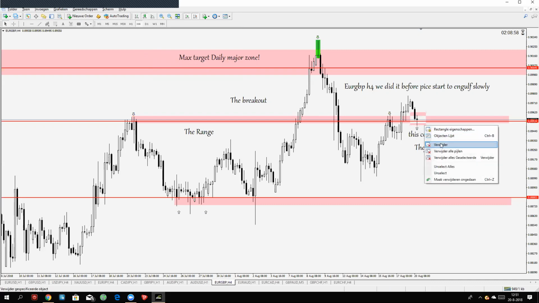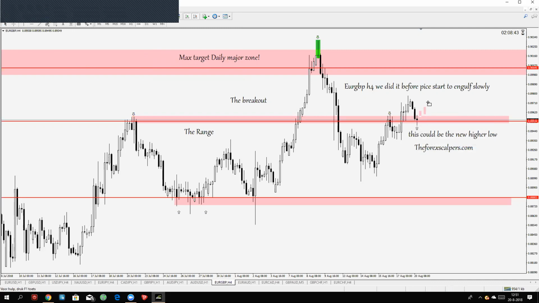So what do I expect? If we close like this, the price will push up again. That is what I expect. So we will push up again if we engulf.